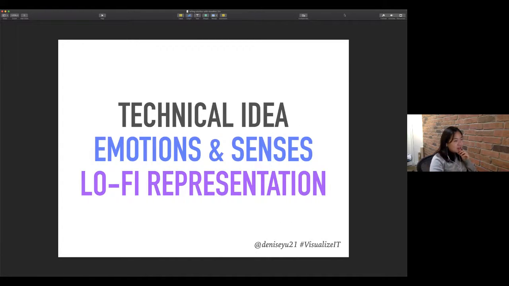So again, here's the process. Start with the technical idea. Interrogate your own emotions and senses, and figure out which elements from that set you want to communicate to your viewer or to your audience, and settle on a low fidelity representation, just exploring that very narrow slice of all of those emotions and senses. Look for physical objects, use context, use characters.